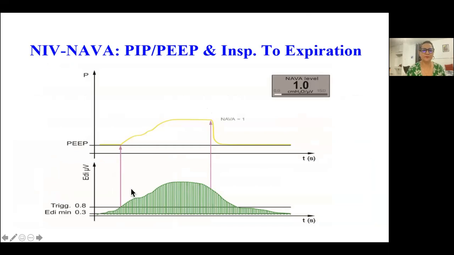We already talked about it, that there is a trigger after 0.8 and the EDI increases. This is still the PEEP, and then the PIP is started. And once the EDI has come down to 70% of its peak, expiration will start.